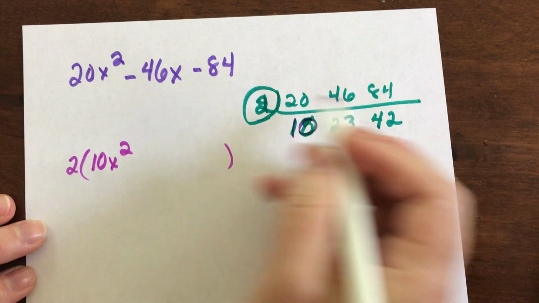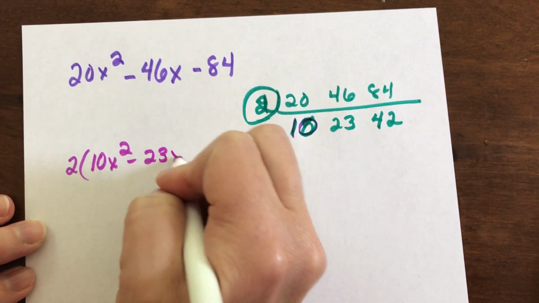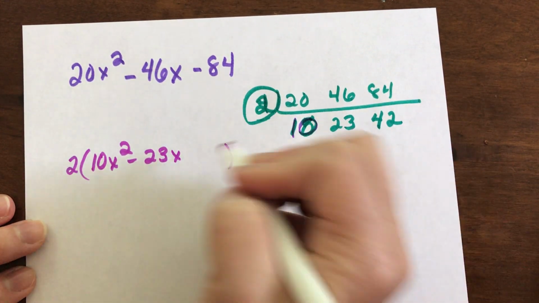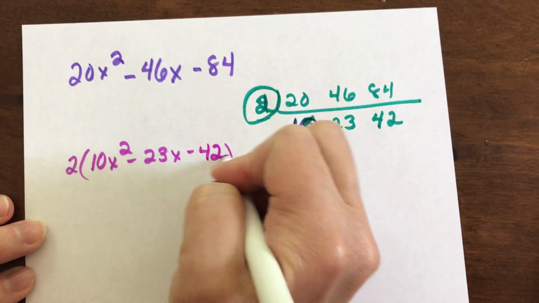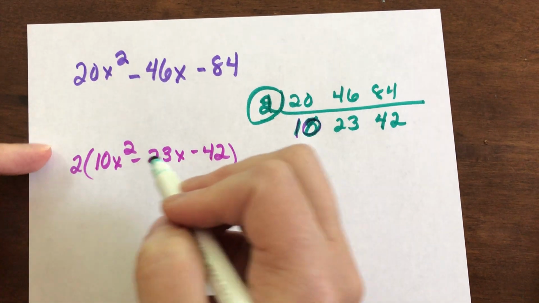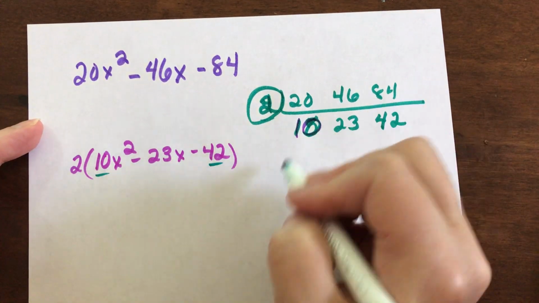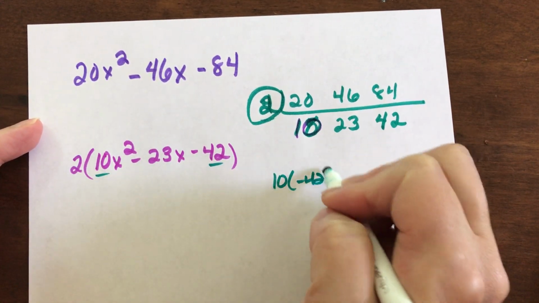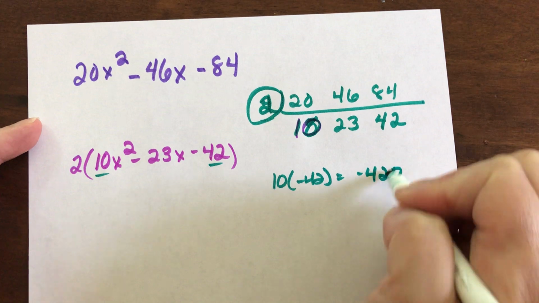2 times what is negative 46, that's going to be negative 23x. And 2 times what is negative 84, and that's going to be negative 42. Oh, there's another one that's going to be tedious. All right, so we now need to multiply 10 times negative 42. 10 times negative 42 is negative 420.